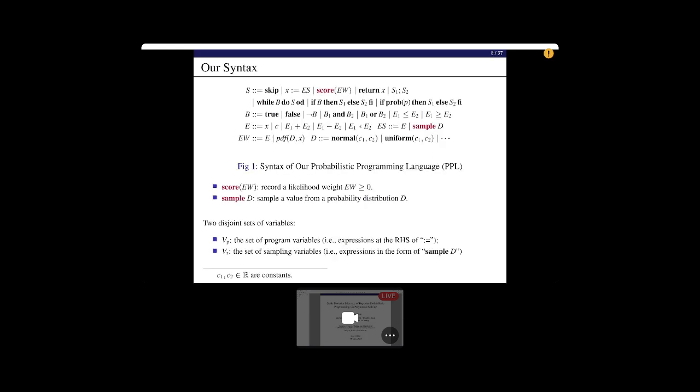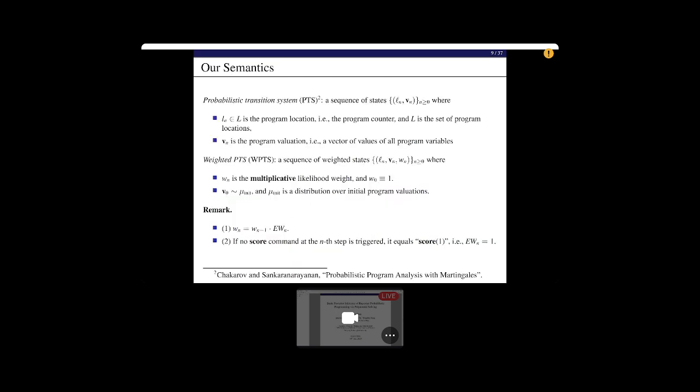In our PPL, we have two additional statements. First is score. The second is sample. We also define two variables. We extend the classic basic transition system and name its variant weighted. Concretely, it is a multiplicative likelihood weight.